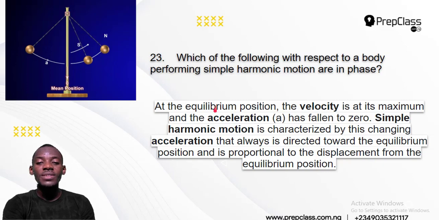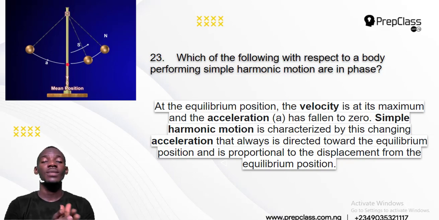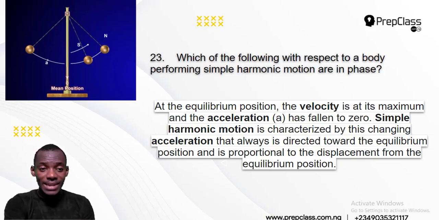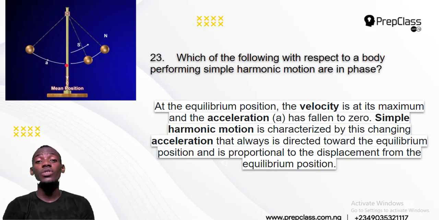And at that point, the acceleration has fallen to 0. So at this point, they are in phase at the midpoint. The acceleration too has become 0, and the velocity is at the maximum. So it is an interplay between acceleration and velocity. The speed of the ball is at the fastest point, at the middle here, and at that point, acceleration is also 0.